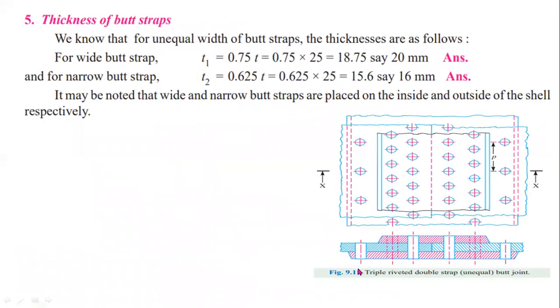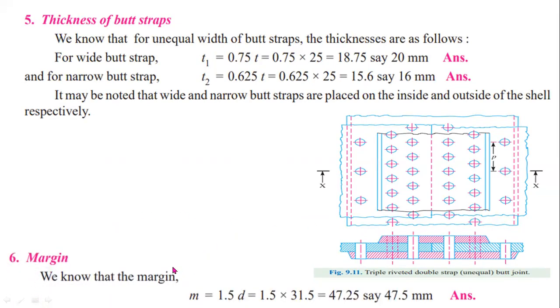Now, thickness of butt straps. T1, T2 are the butt straps. For bottom cover plate, you have to use T1 thickness. For top cover plate, you have to use thickness T2. These are the corresponding formulas. The value of T1 equal to 20 mm. The value of T2 equal to 16 mm. 20 mm thickness for bottom cover plate, 16 mm thickness for top cover plate. This is the margin. M equal to 1.5 times the diameter of the rivet.